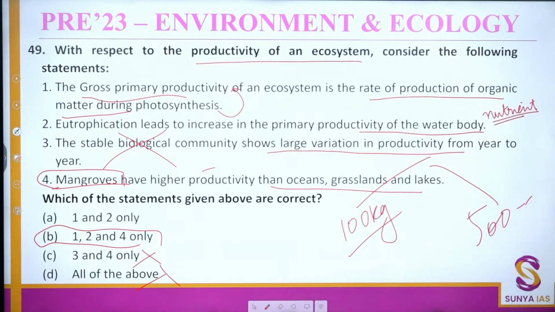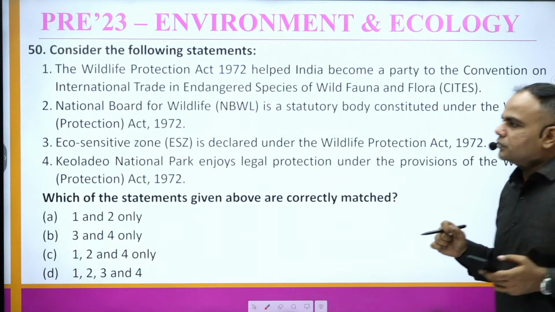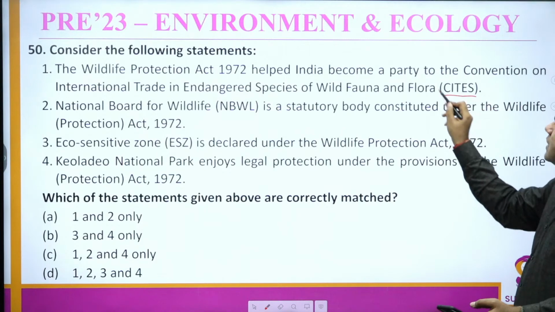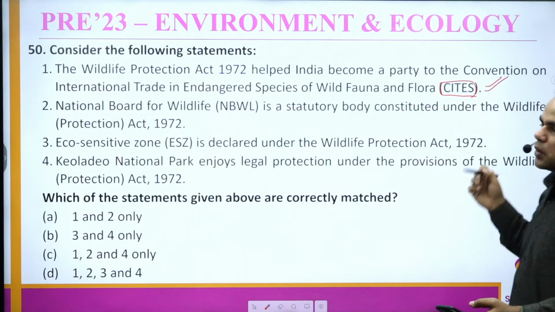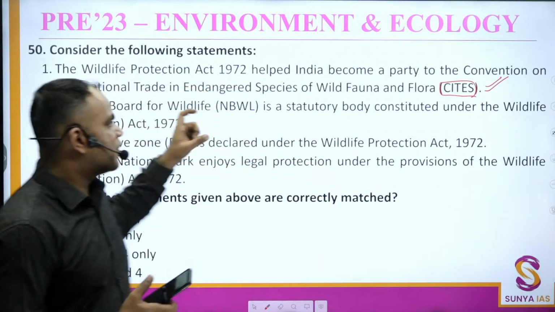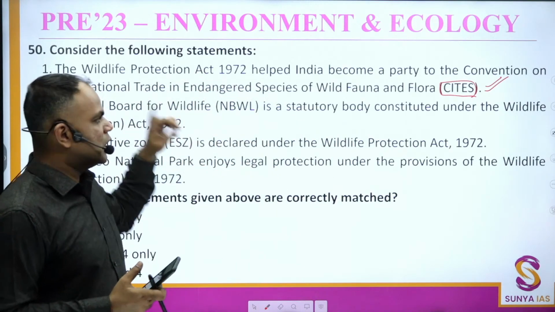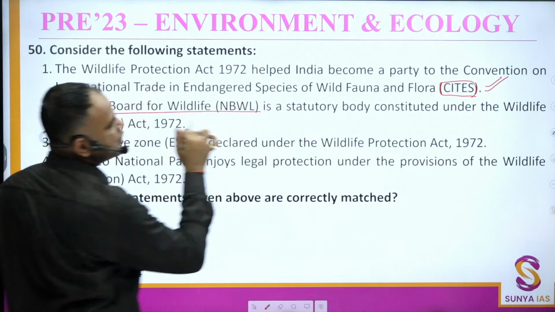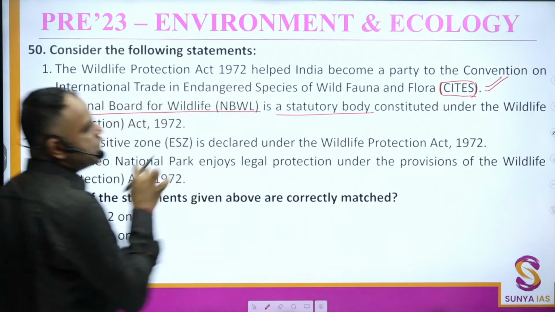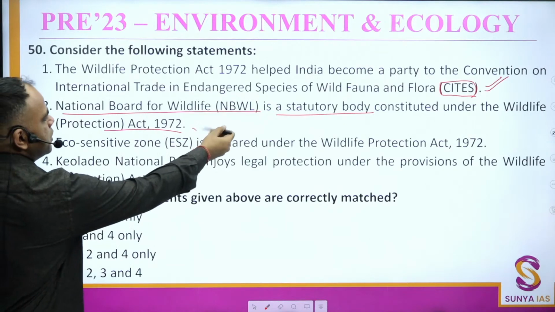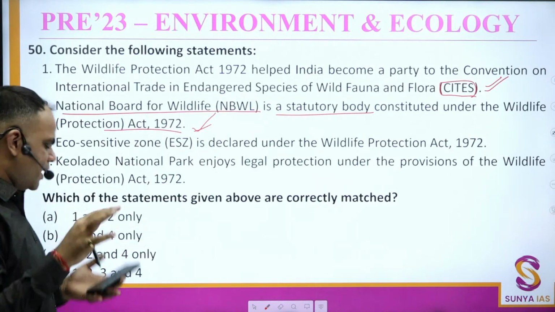Moving on now. Question number 50. The Wildlife Protection Act helped India become a party to CITES. This is true, that we are basically helping to implement the provisions of CITES. CITES is for the trade of endangered species. Statement 1 is correct. Statement 2, the National Board for Wildlife is a statutory body constituted under the Wildlife Protection Act of 1972. This is also true. This is something we have discussed already.